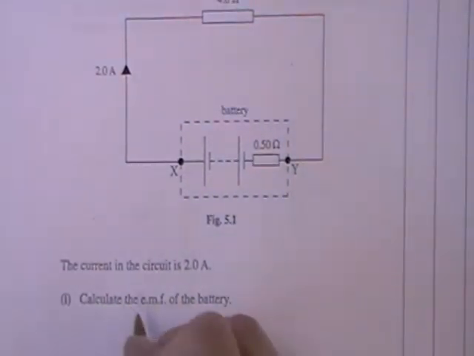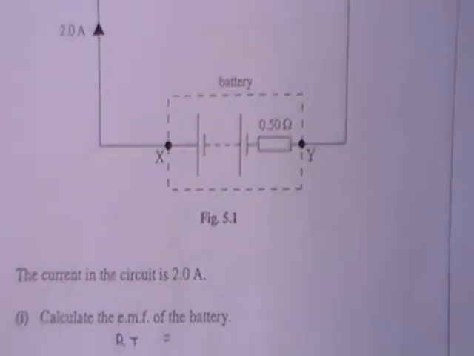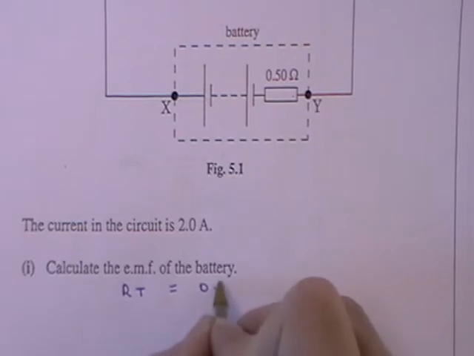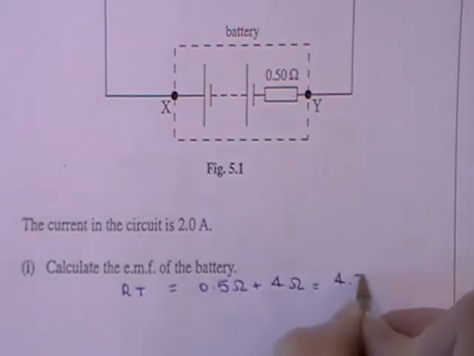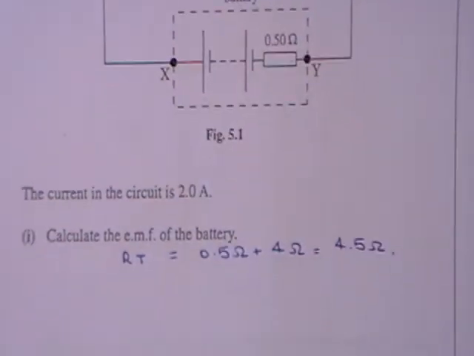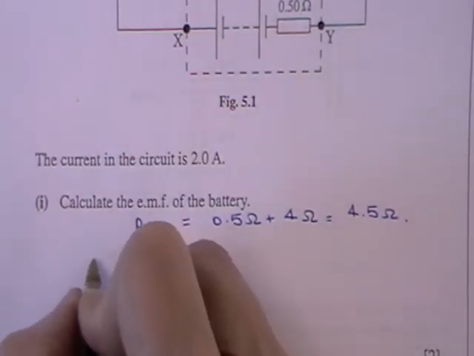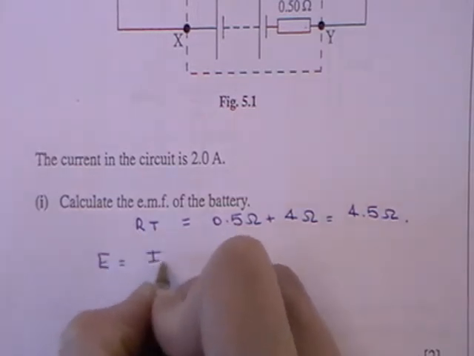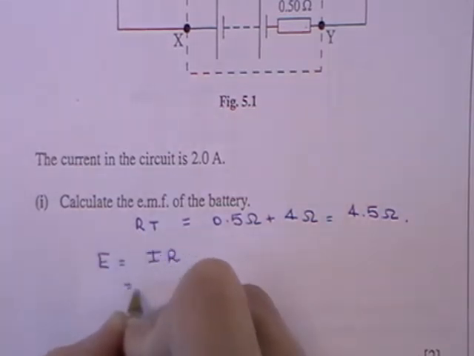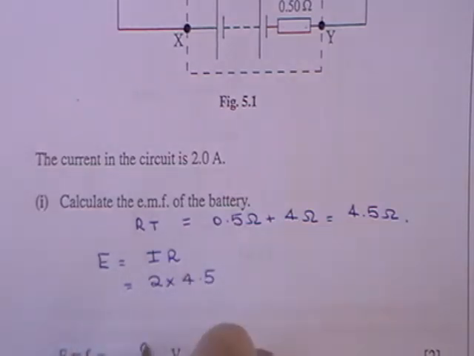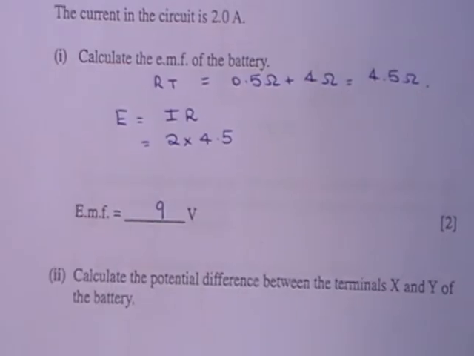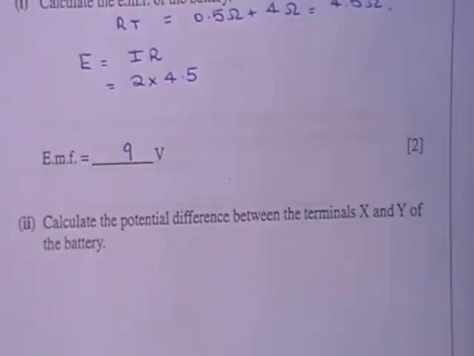And therefore the total resistance is going to be equal to your 0.5 ohms, which is your internal resistance, plus your 4 ohms, and that gives you 4.5 ohms. And then you are going to calculate the EMF is equal to the current times the total resistance in the circuit, and that's going to be equal to 2 multiplied by 4.5, and so it's a 9 volt EMF.